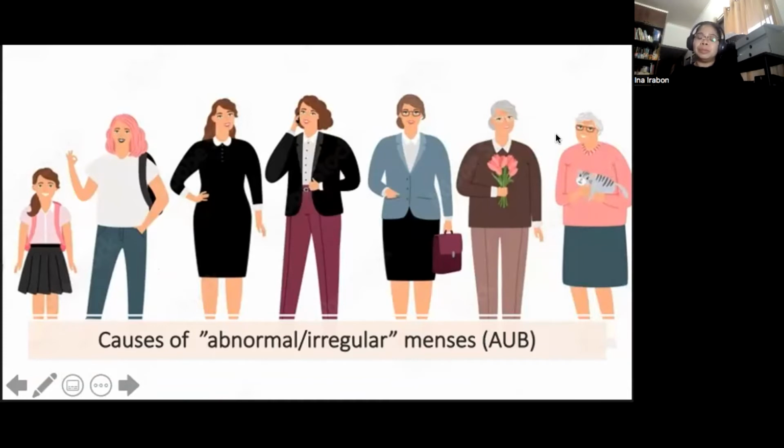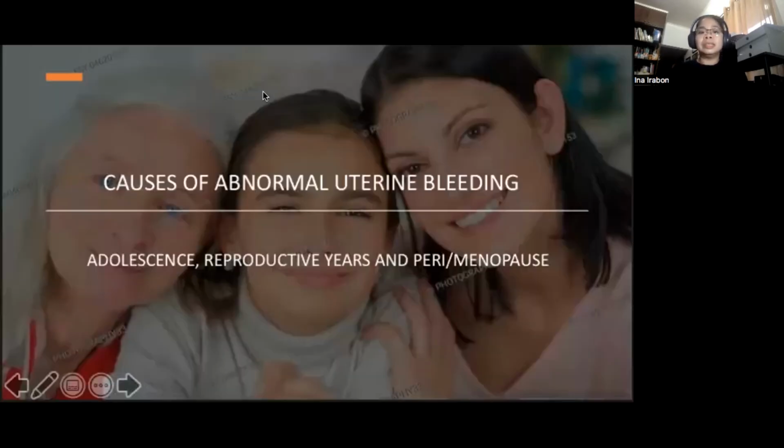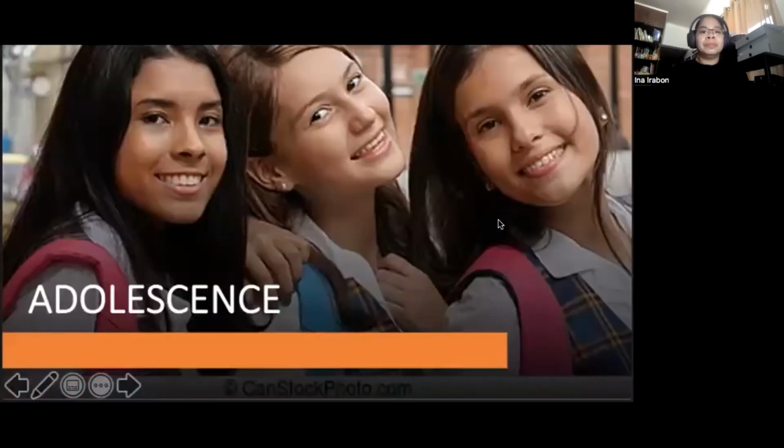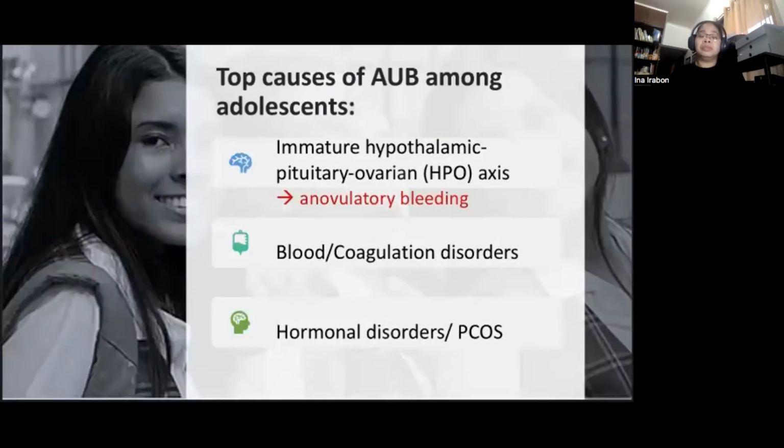Now, to simplify our discussion, I will divide the discussion into three age groups: adolescents, the reproductive years, and the perimenopause. For the adolescents, the top causes of abnormal uterine bleeding will be these three. The most common, of course, will be an immature hypothalamic-pituitary-ovarian axis, which can lead to anovulatory bleeding. These are patients who are very young. They usually are not ovulating yet.